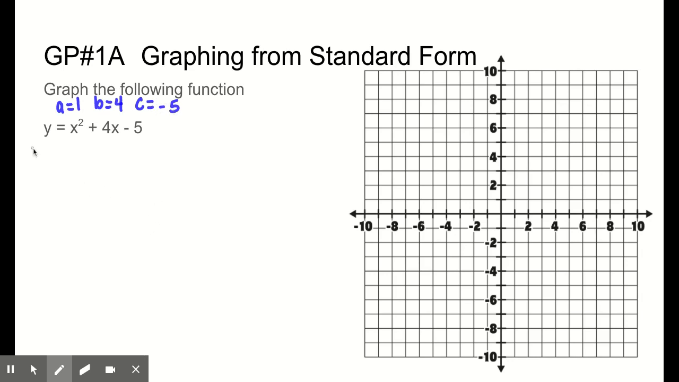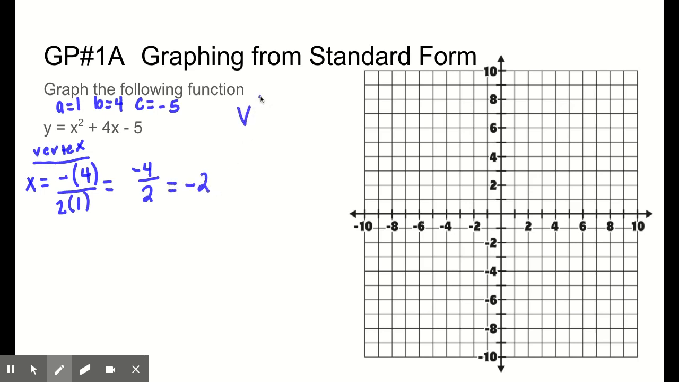To find the vertex, we use x equals negative b over 2a. So negative, our b value is 4, divided by 2 times 1. Then we go ahead and simplify. That's a -4 divided by 2, and that simplifies to a -2. So for the vertex, the x or the h value is -2.